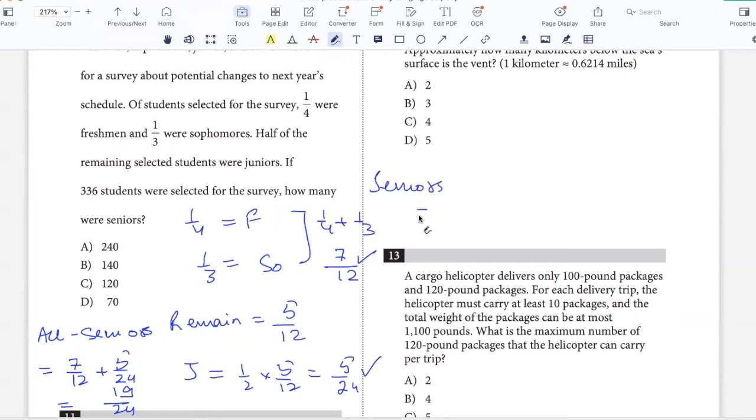So seniors is 5 by 24 and total was 336. So 5 by 24 into 336. So 12 into 2, 24. 12 sevens are 84, 12 eights are 96, 2 into 14. So 70 seniors.